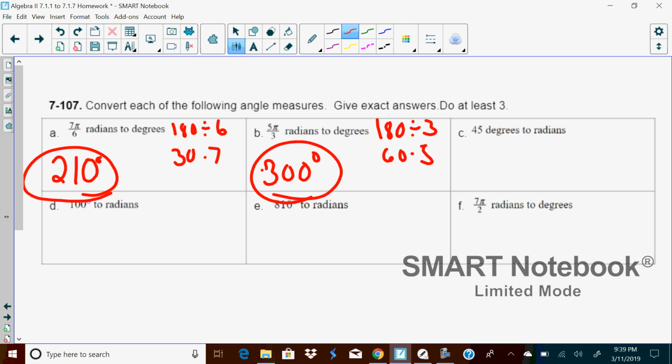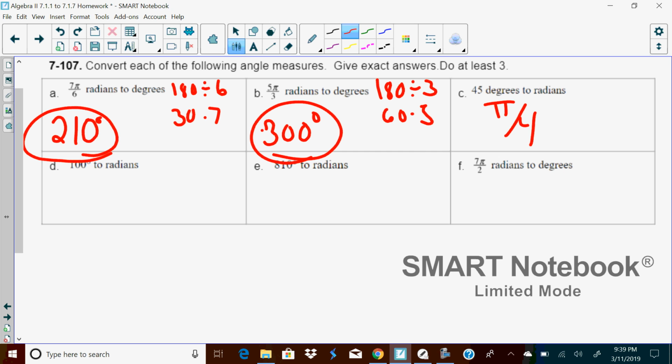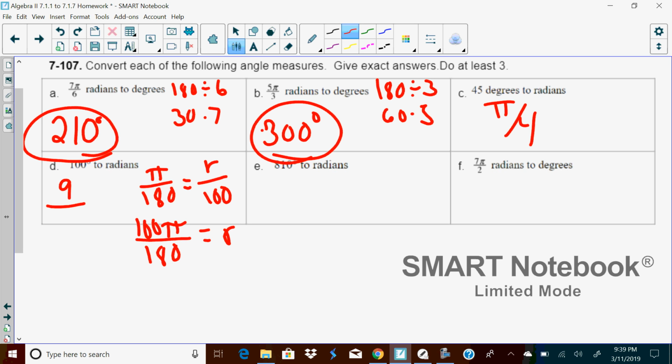45 degrees. So I know 45 degrees is halfway between 0 and 90, and 90 is pi over 2. So it's pi over 4. For 100 degrees, I could write a proportion. I could do pi over 180 is equal to r over 100. Then I cross multiply, I get 100 pi divided by 180 equals r. So it simplifies down to 5 over 9.